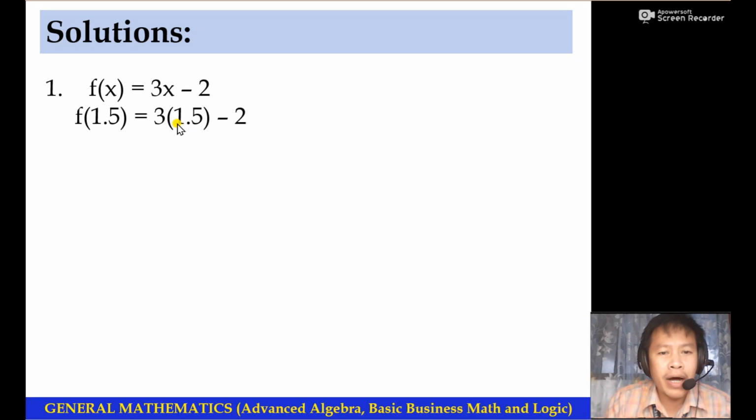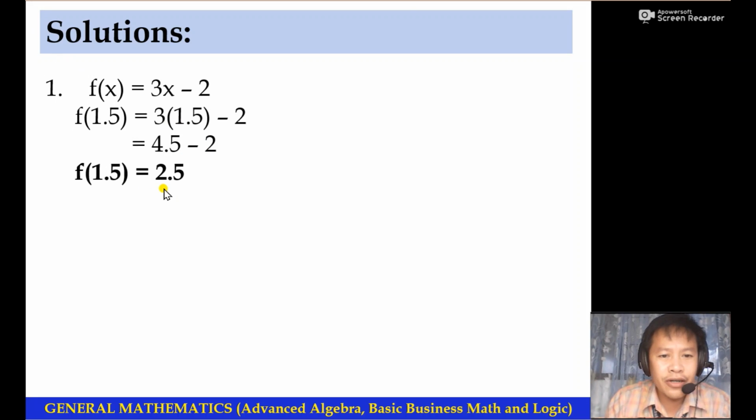You are going to multiply 1.5 with 3, and what is the result? That is 4.5 minus 2, because 4.5 is the product of 3 and 1.5. Then you are going to subtract and the result is 2.5. This is our output if our input is 1.5. Now, if your answer, for example, is 3.5, your manipulation, your function machine is malfunctioning. That is why it got a wrong answer. That is why you are going to review the basic concepts in the operations of arithmetic so that you can have the correct output depending upon the input.